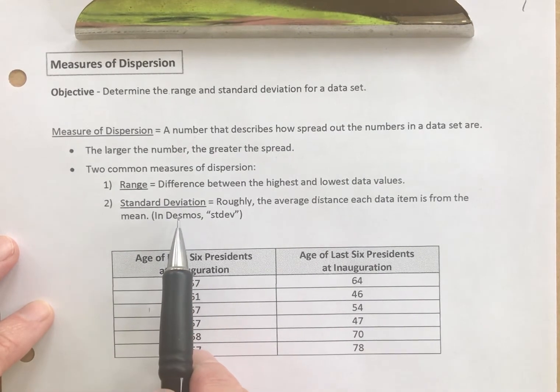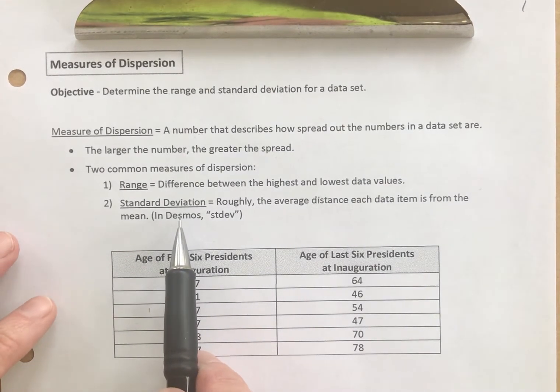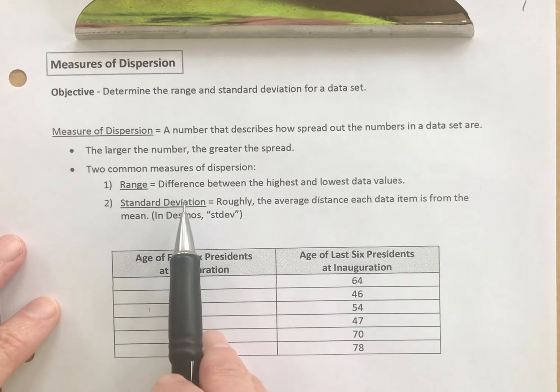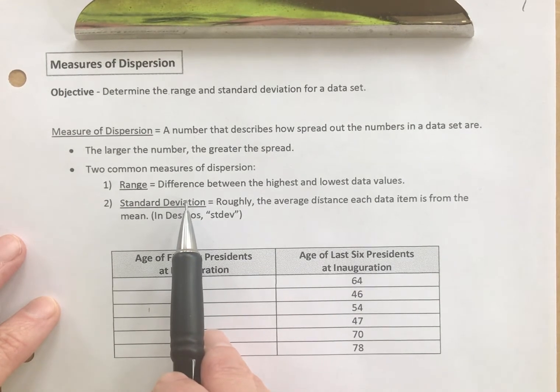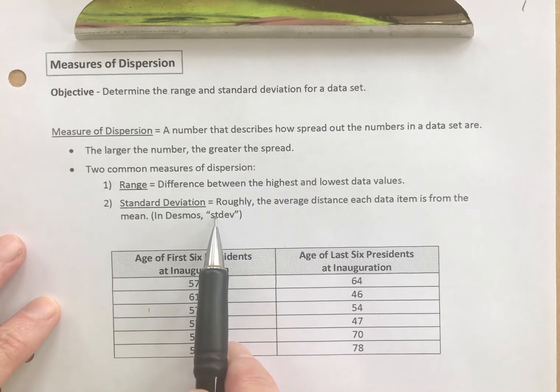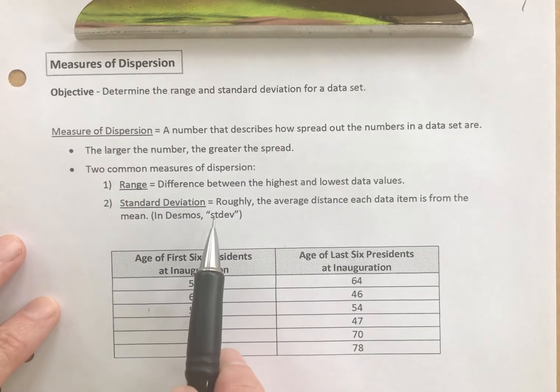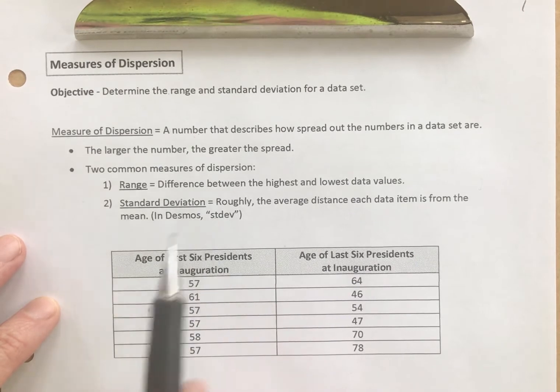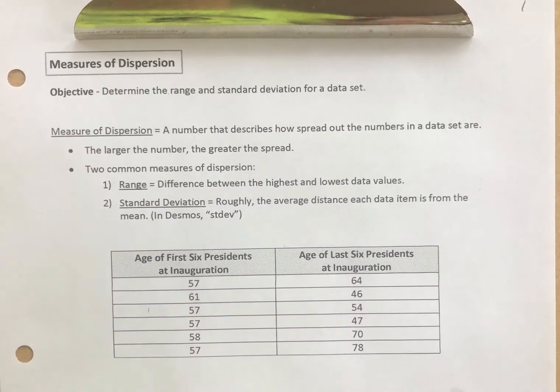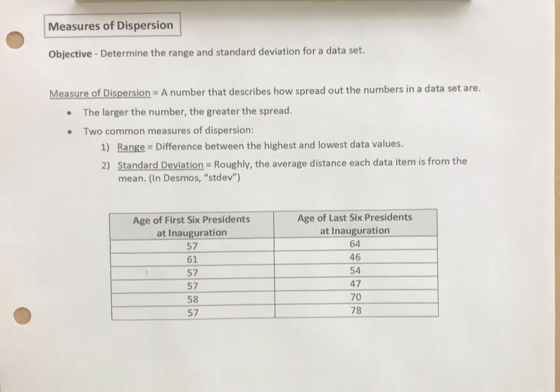Okay, we're going to use Desmos. There is a formula to calculate the standard deviation for a data set. We're not going to learn the formula. We're going to let a calculator do this for us. And in Desmos, we're going to use STDEV to find the standard deviation. Obviously, standard with ST and deviation with DEV. Okay, let's take a look at how we're going to do this.